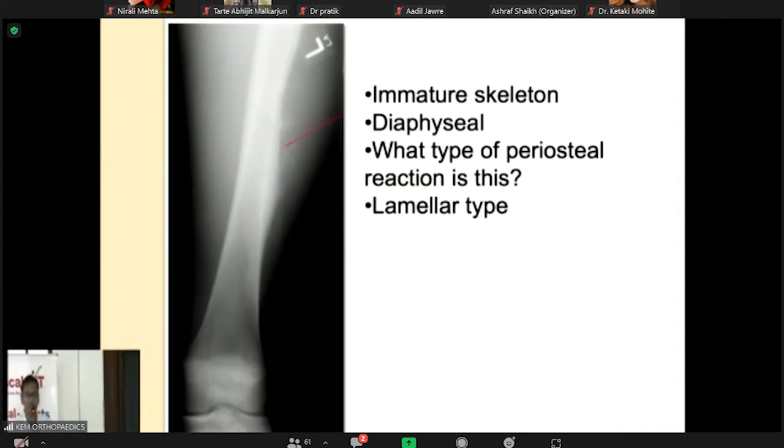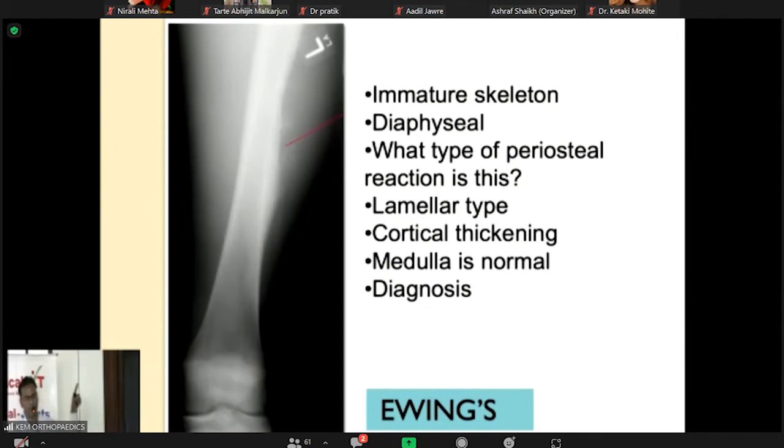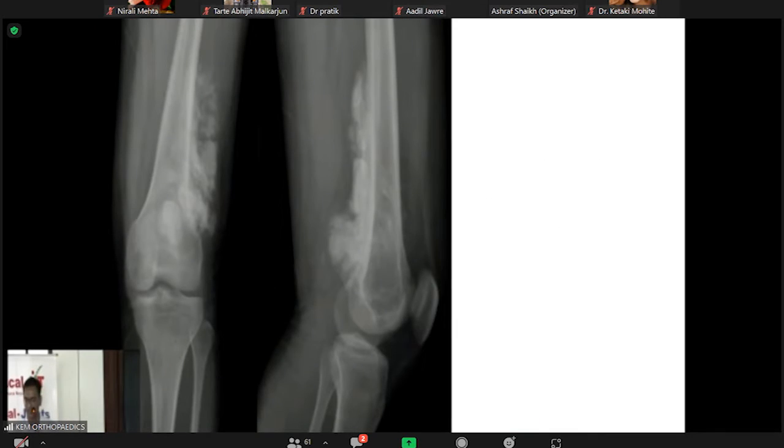And there is a cortical thickening. Cortical thickening and no medullary involvement. That medullary involvement was written by the previous person. I was a little not sure about it. So this is an Ewing, this is a case of Ewing sarcoma. The proper periosteal reaction, diaphyseal location, immature skeleton.